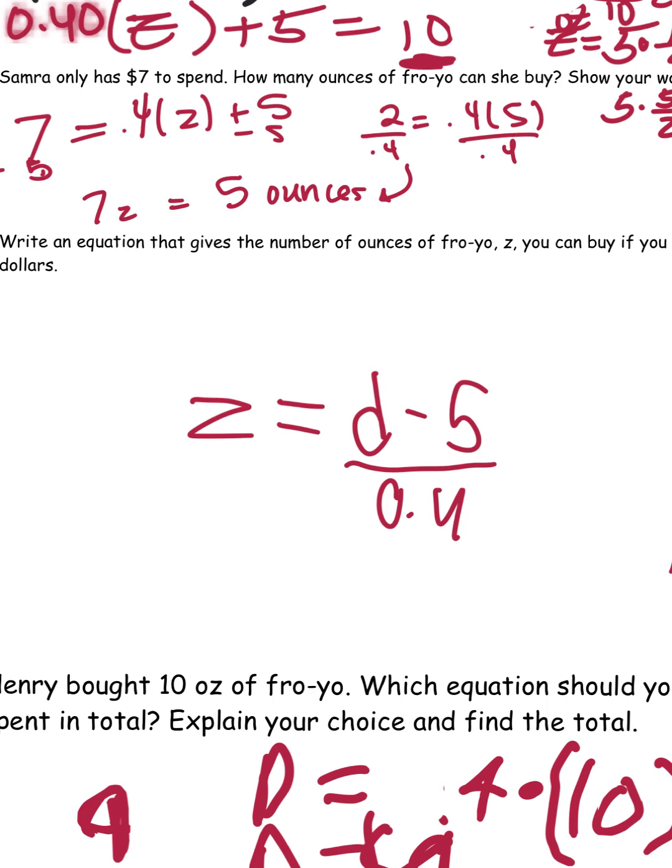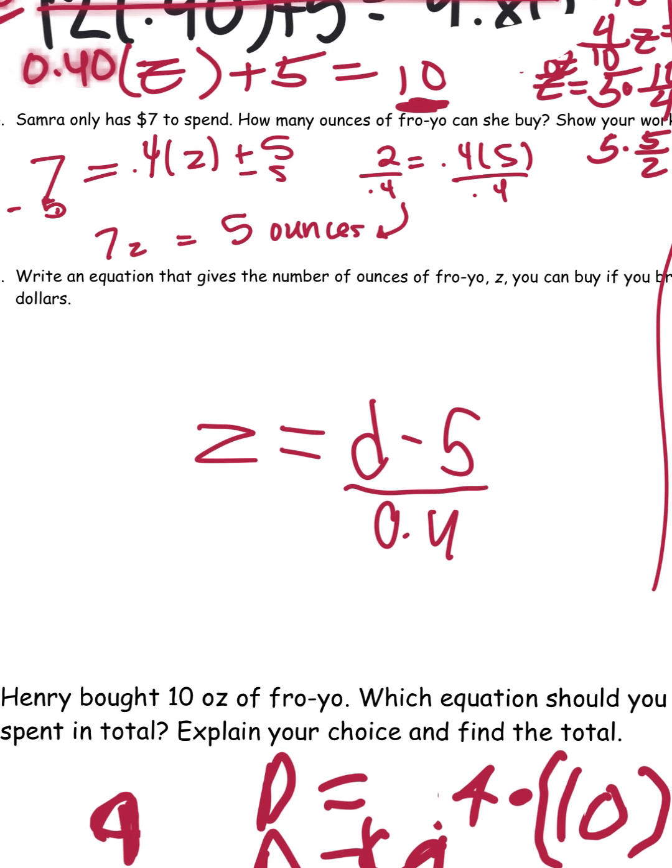Okay, so let's go to number 4. We got $7 here, correct? And so we took the original equation, and so we did d of z equals 7, correct? Which then equals 4/10 z plus 5. First thing we did was subtract the 5.